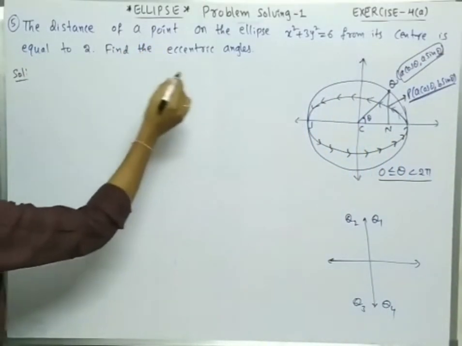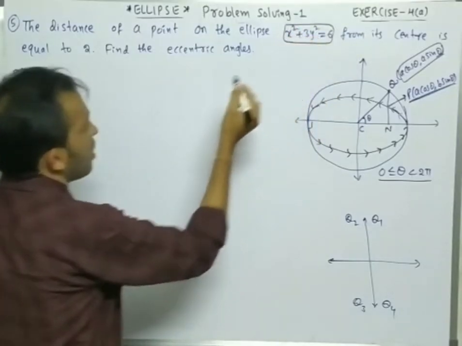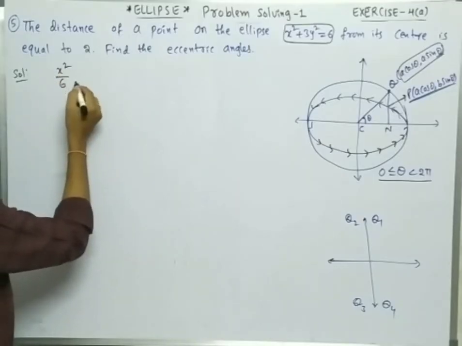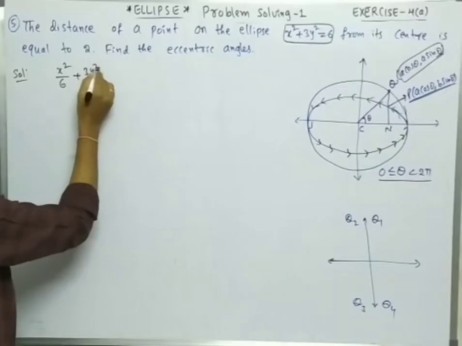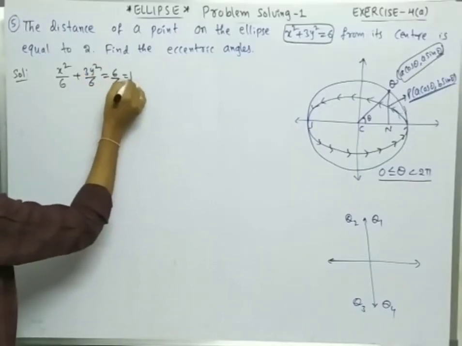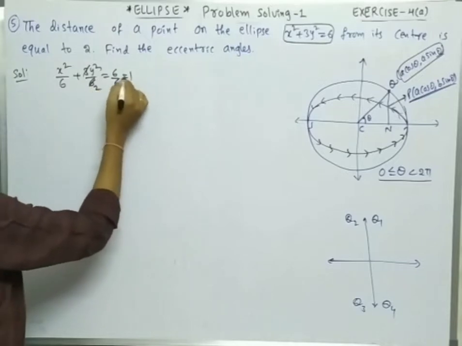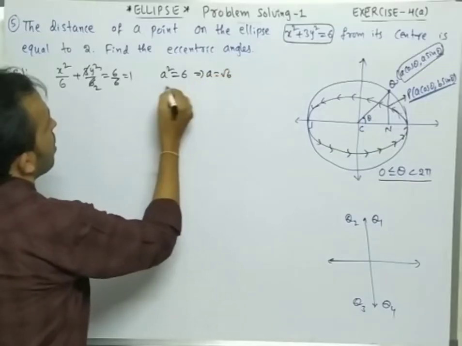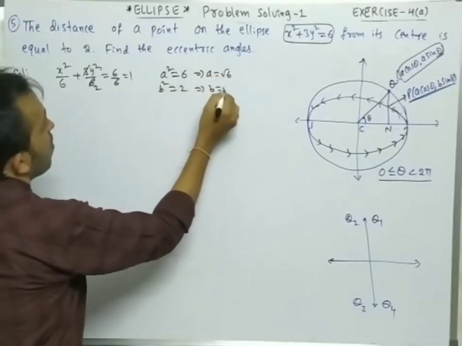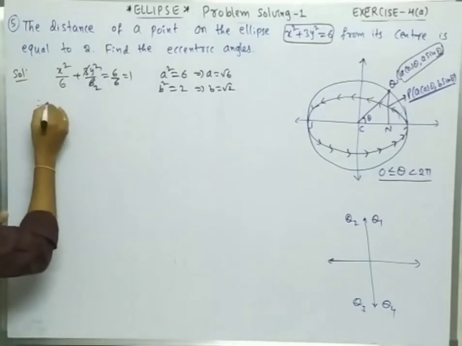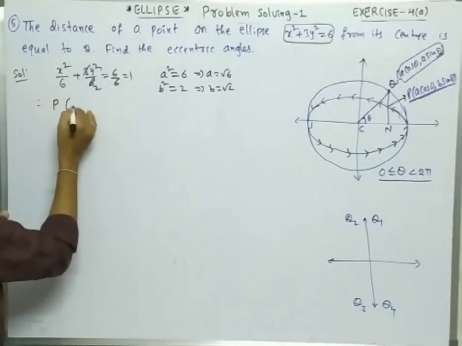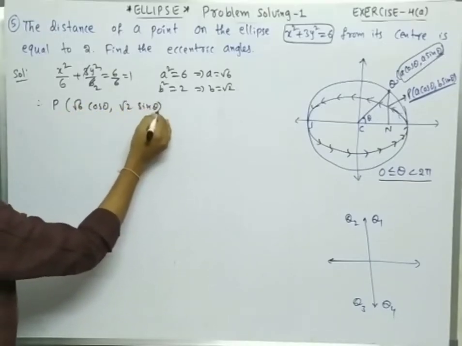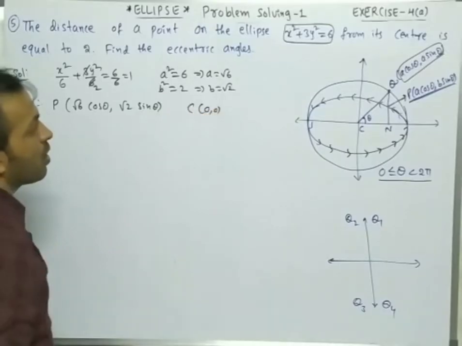So if the ellipse equation is given like this, then convert it into the standard form. For that, divide all terms by 6. You will get x square by 6 plus y square by 2 is equal to 1. So compare, and you will get a square is equal to 6, that means a is equal to root 6, and b square is equal to 2, this implies b is equal to root 2. So what is the point then? The point P is a cos theta, that means root 6 cos theta, b sin theta, root 2 sin theta. What is the center? 0, 0. The center is located at the origin.